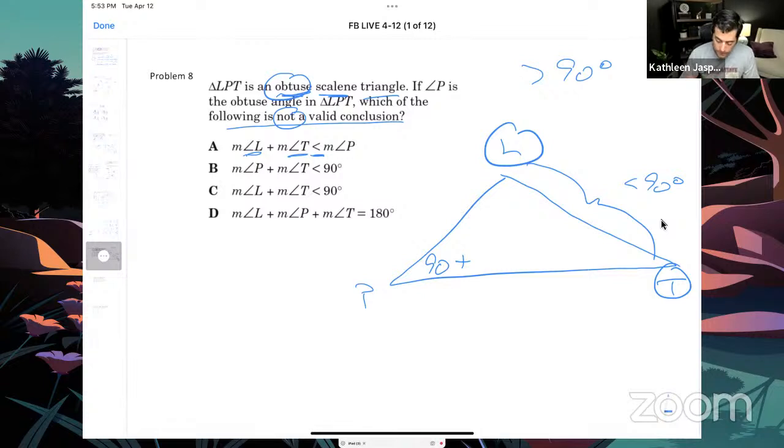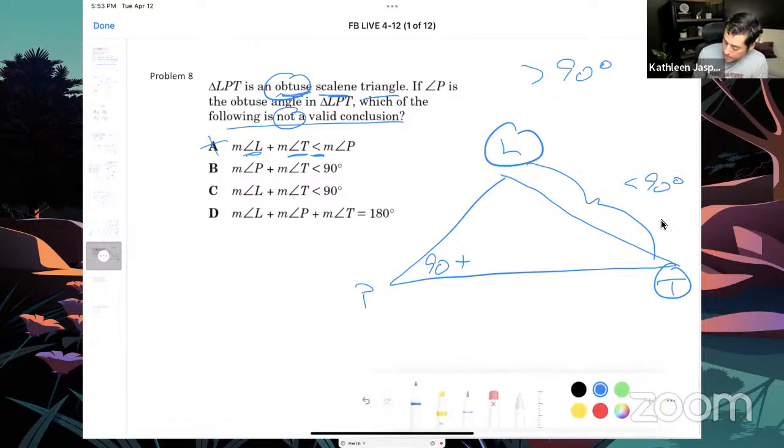L and T less than 90. Make sure I got this right. Okay, so we've got L and T is less than 90. Oh shoot, did I screw up here? Okay, hang on. Which of the following is not a valid conclusion? Not. So L and T is a valid conclusion, so we can't choose that. How about B?